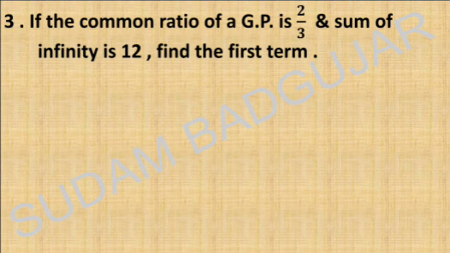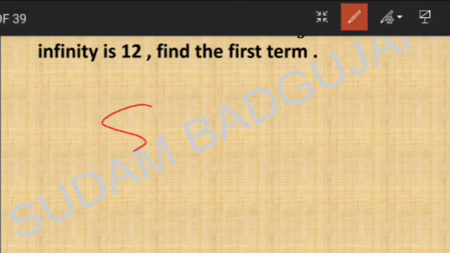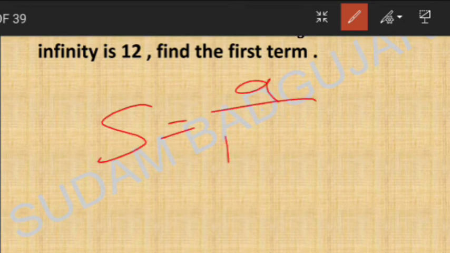If the common ratio of a GP is 2 by 3 and the sum to infinity is 12, find the first term. It's very simple. See here, the common ratio of the GP is 2 by 3 and sum to infinity means the sum of infinite terms is 12. Find A. In that formula, S is equal to A upon 1 minus R.